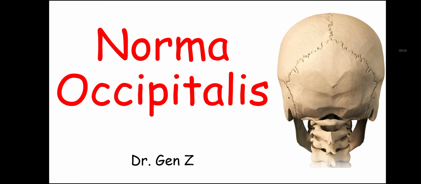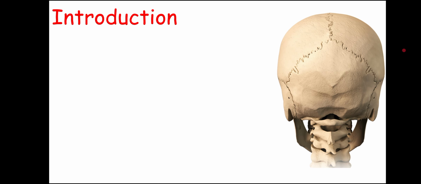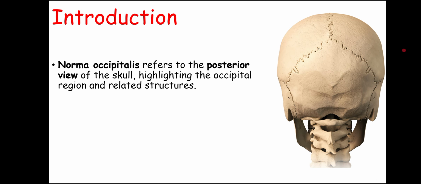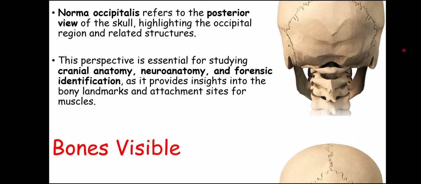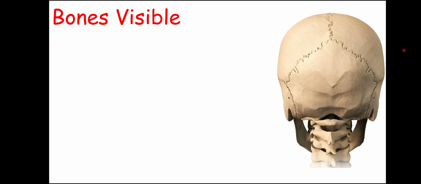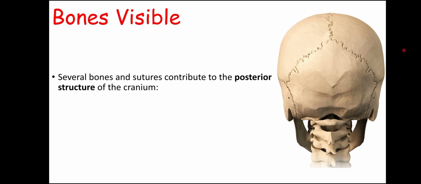Today we are going to talk about Norma Occipitalis. We will start our topic with introduction. Norma Occipitalis refers to the posterior view of skull, highlighting the occipital region and related structures. This perspective is essential for studying cranial anatomy and forensic identification, as it provides insights into the bony landmarks and attachment sites for the muscles.